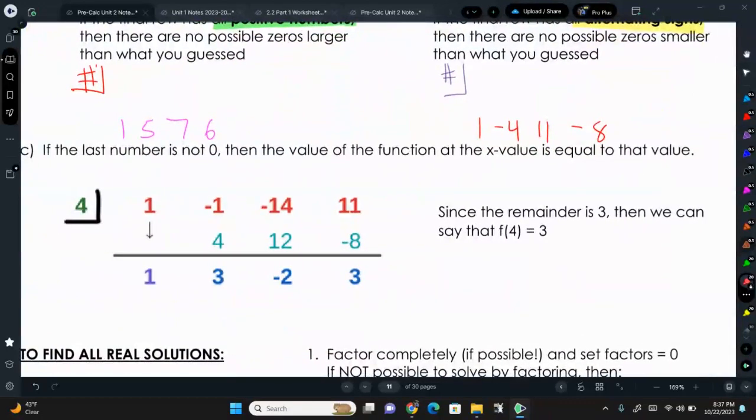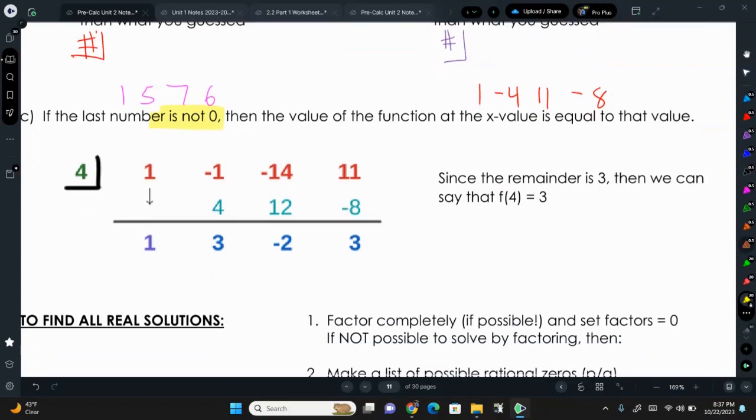When we were talking about factors, we said if the last number was 0, then we had a factor, but if it's not 0, what that tells us is the value of the function at that point. So in this example here, we're dividing synthetically by 4, and we get a remainder of 3. So what that tells us is that f of 4 is equal to 3. So if I were to plug in 4 into that function, I would get 3 as my y value.